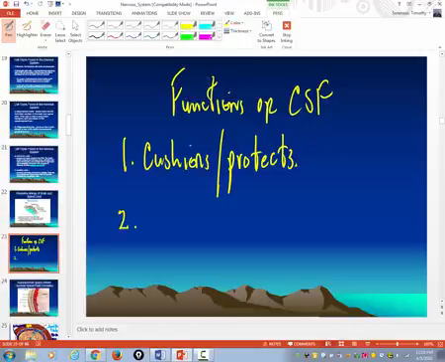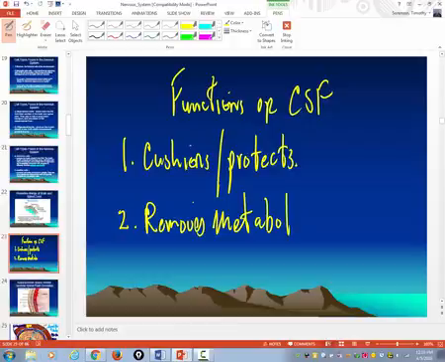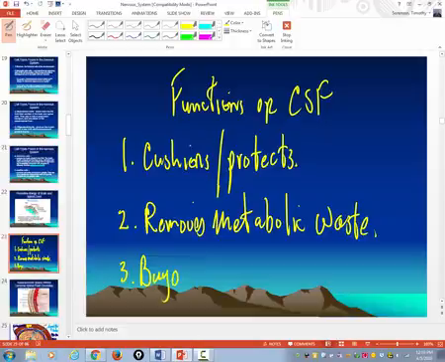The other thing that it does, because it doesn't have a lymphatic system, cerebral spinal fluid removes metabolic waste from the central nervous system. And I'll explain how that works in a minute. And then number 3 is buoyancy. So that reduces the weight of the brain.